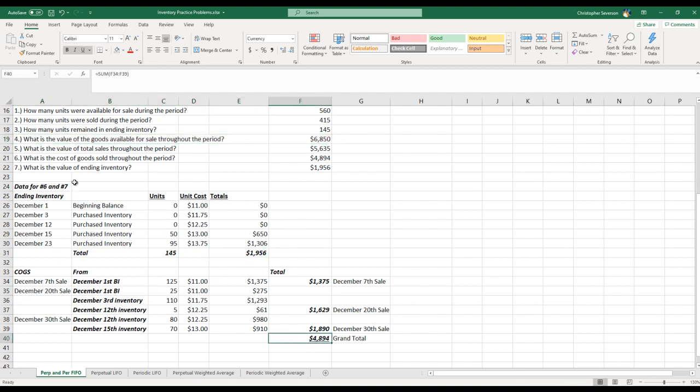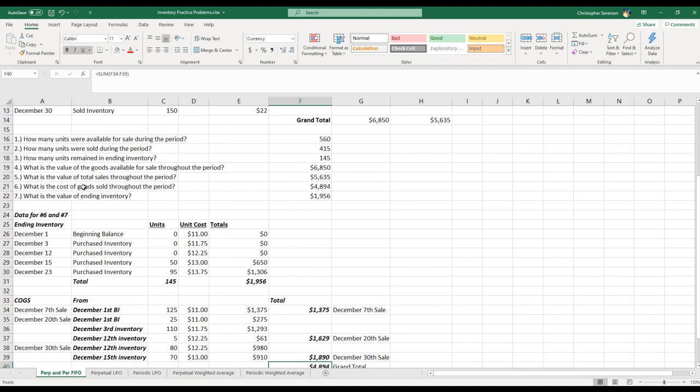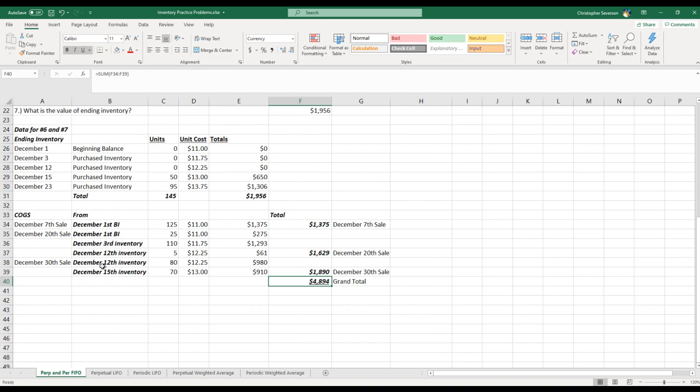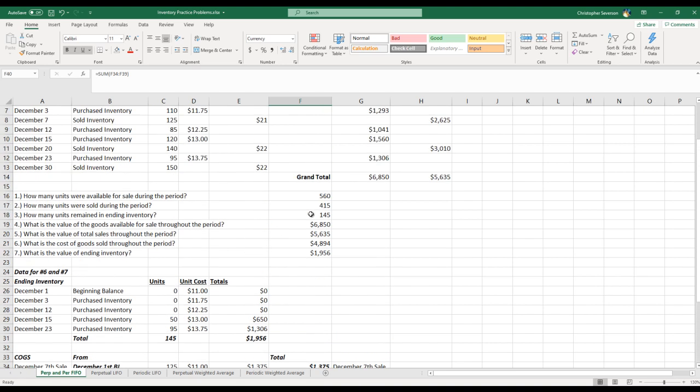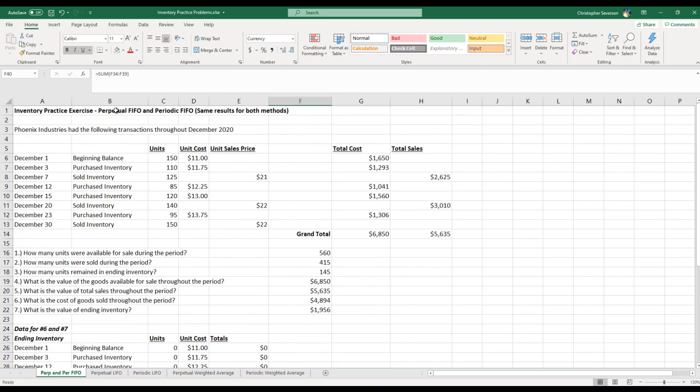Really, number 6 said cost of goods sold throughout the period, number 7 said ending inventory. As we moved everything to cost of goods sold, we were left with that ending inventory. So number 7 was done for us as soon as we did number 6. So that's the way I like to build this particular type of problem. Again, whether it's FIFO, whether it's perpetual or periodic FIFO, it's going to be the same result.